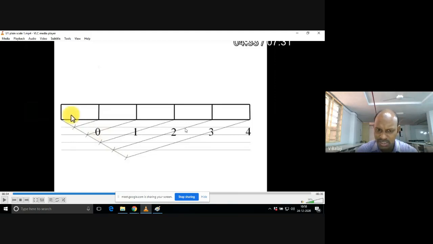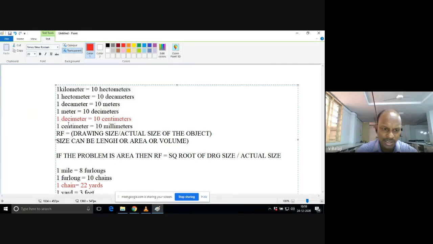So my next step is, because we need to construct this scale, we need to design it so that we relate the main unit and its subunit. The main unit is the decimeter and its subunit is the centimeter, right? What is the relation between centimeters and decimeters? 10. This is the relation. But if you take chain and yards, what is the relation? 22, right? If you take mile and furlong, what is the relation? 1 mile is equal to 8 furlongs. 8 is the relation.